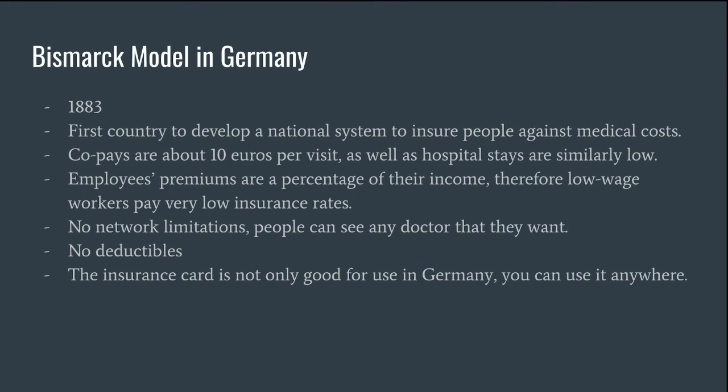The Bismarck model was first instituted in Germany in 1883. Germany was the first country to develop a national system to insure people against medical costs. This system is the Bismarck model. With this model, copays are only about 10 euros per visit. As well as this, hospital stays are similarly low. When it comes to payment, employees' premiums come directly as a percentage of their income. Therefore, low-wage workers pay very low insurance rates.